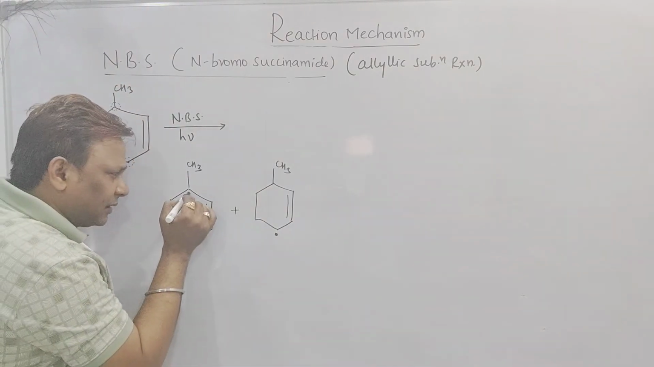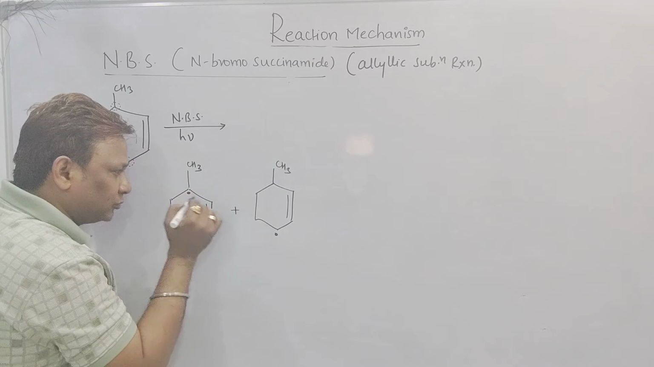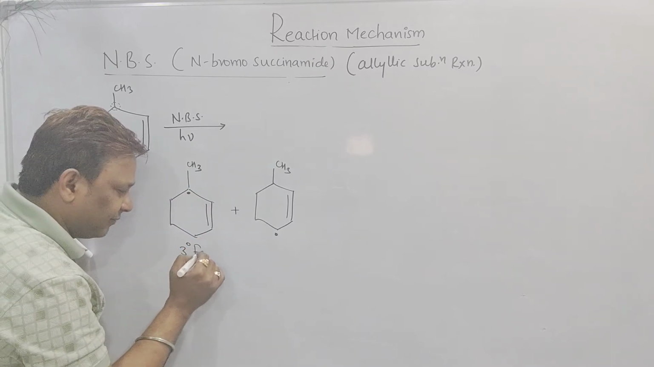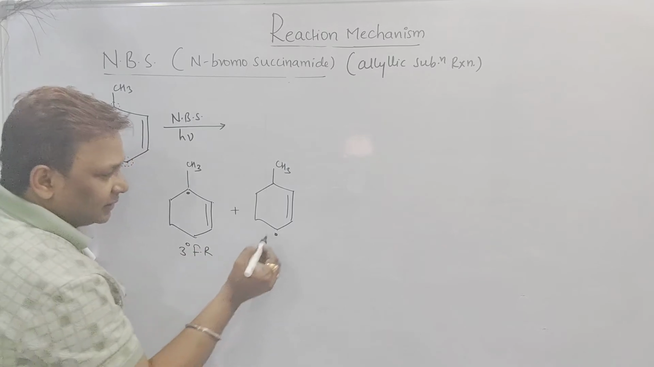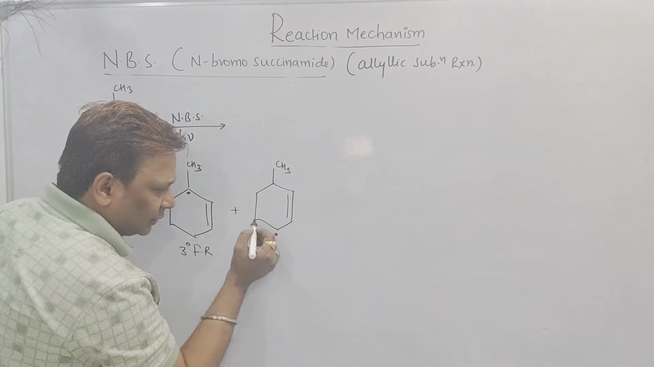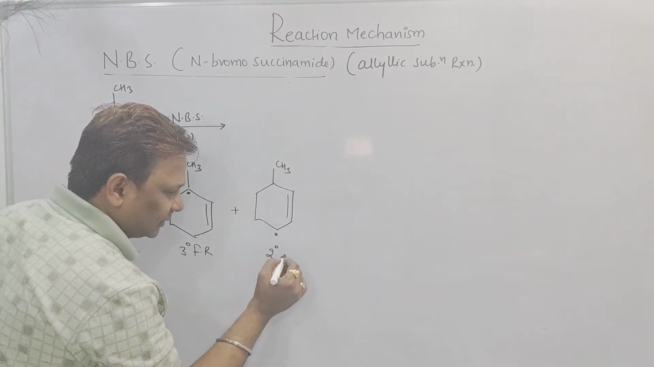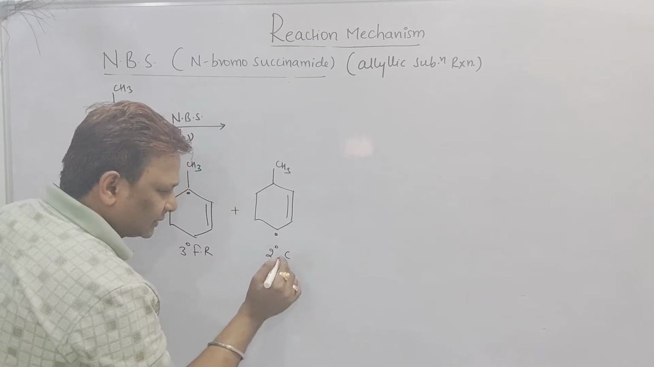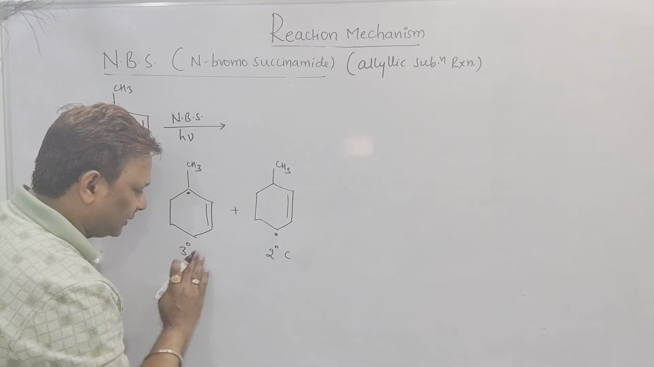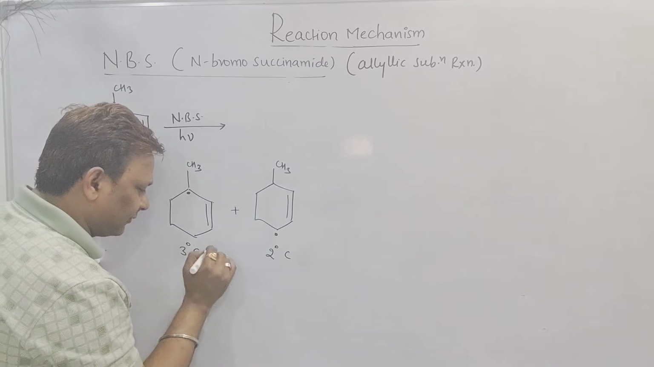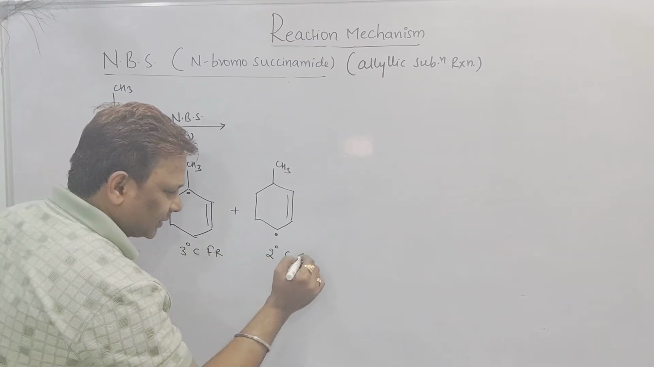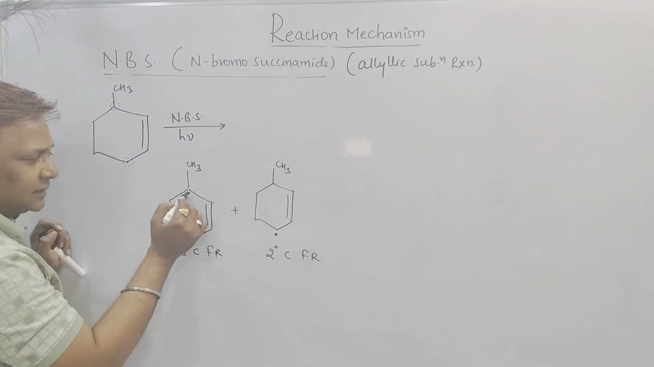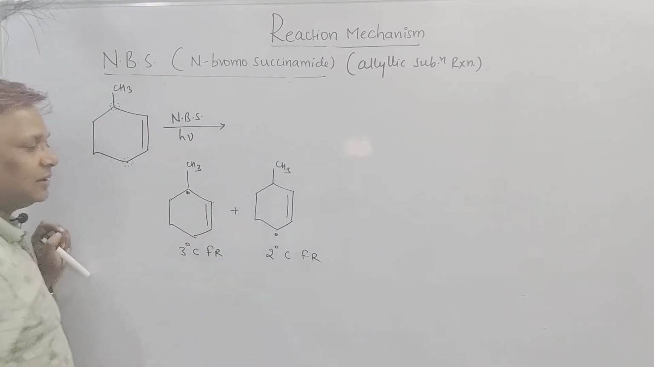But it is a carbon radical bonded with 1, 2, 3 carbons, so we can say this is a tertiary free radical. It is a carbon radical bonded with only 2 carbons, so it is called a secondary carbon free radical. Right, beta? It is a secondary carbon free radical and it is a tertiary carbon free radical. We got two here, a tertiary and a secondary.